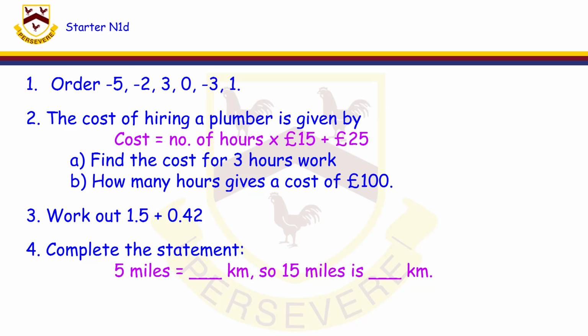Okay, so the first one says order, and it gives us a row of numbers. I would order these ascending. If it doesn't give you any instruction, do them ascending. So smallest to largest. So our smallest number, what have we got? It's -5. Let's cross that out. Next smallest number we got is -3, so we cross that out. Next smallest number is -2. Next smallest number is going to be 0, then 1, and then 3.